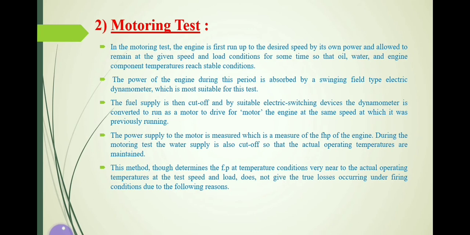Let us consider that engine speed as 1000 rpm. At the same time, whatever amount of power is generated, we are going to transfer to the swinging field type electric dynamometer. This dynamometer will absorb the power generated inside the engine, as well as measure the brake power. Let us consider this brake power as 20 kilowatt, meaning our engine is running at 1000 rpm and producing 20 kilowatt.